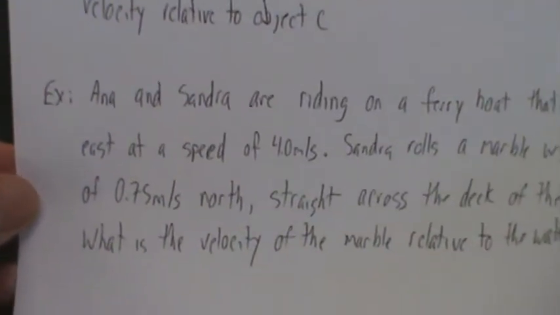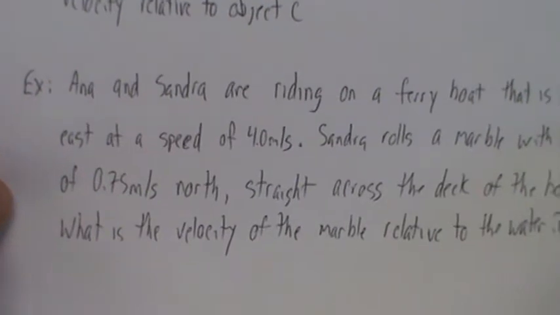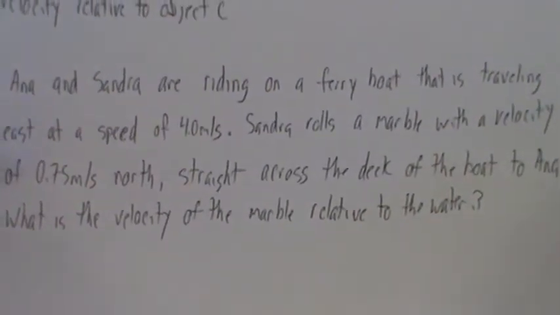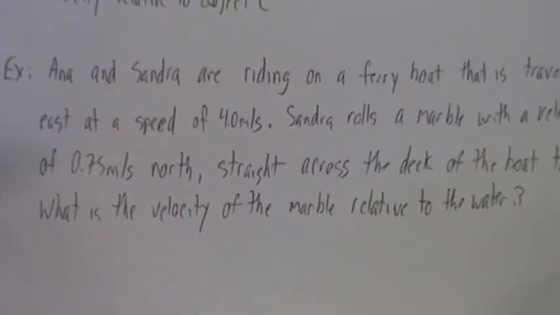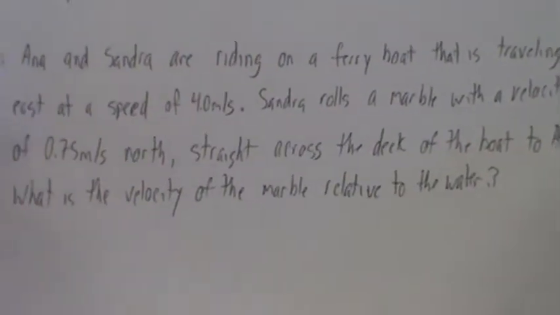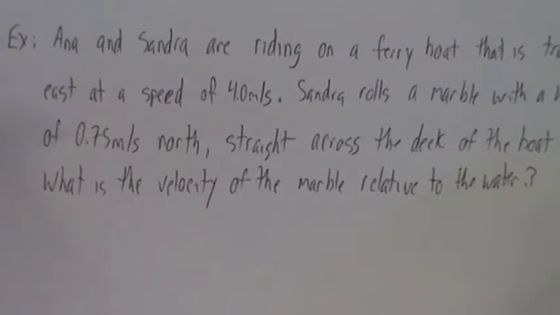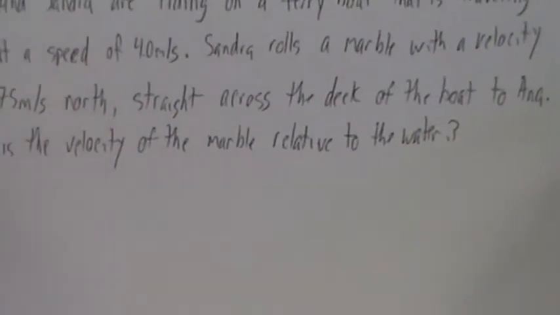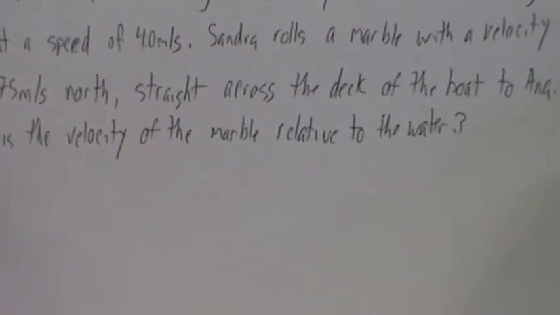Our first example says Anna and Sandra are riding on a ferry boat that is traveling east at a speed of 4 meters per second. Sandra rolls a marble with a velocity of 0.75 meters per second north, straight across the deck of the boat to Anna. What is the velocity of the marble relative to the water?